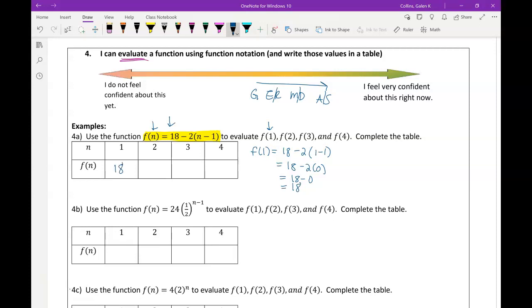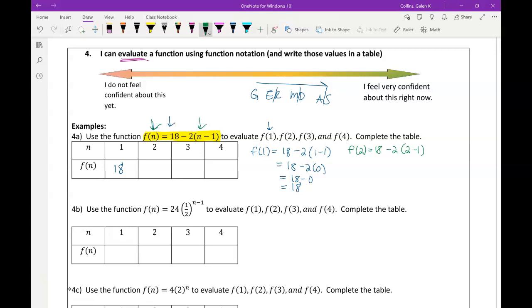All right, when I find f of 2, oops, all of a sudden my pen's not cooperating with me. When I find f of 2, I do the exact same thing, except instead of plugging in a 1, I plug in the number 2, or substitute the number 2 for n. So 18 minus 2 in parentheses, what number did I just say? I'm plugging in the number 2. 2 minus 1. So again, it's only where I see n that I substitute a 2.